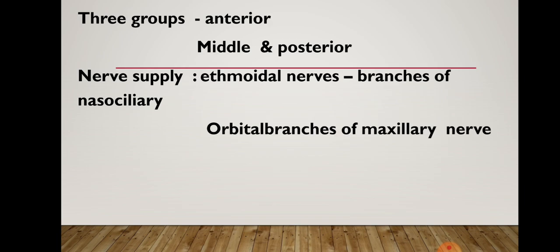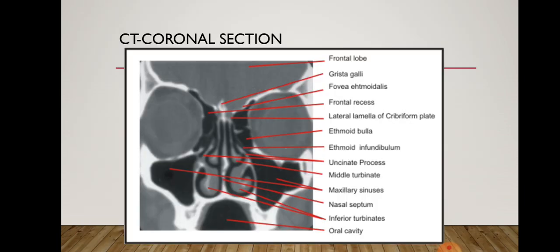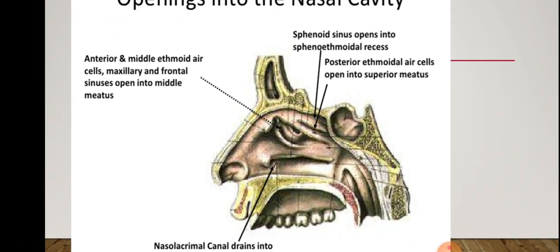So you have three groups in the ethmoid air sinus. You have anterior, middle, and posterior. Each drains via different paths in different areas in the lateral wall. Okay, so the posterior ethmoidal air sinus drains into the superior meatus.